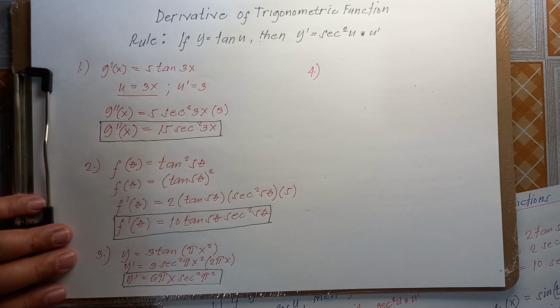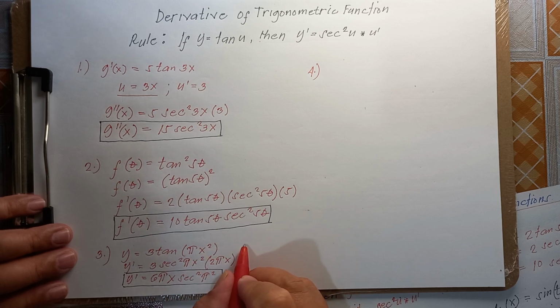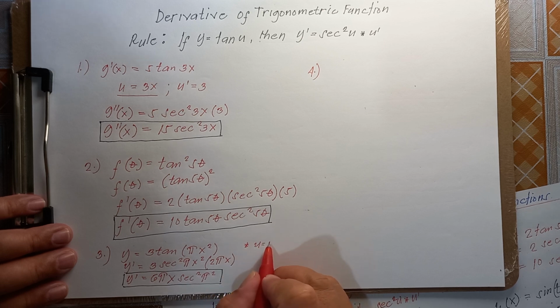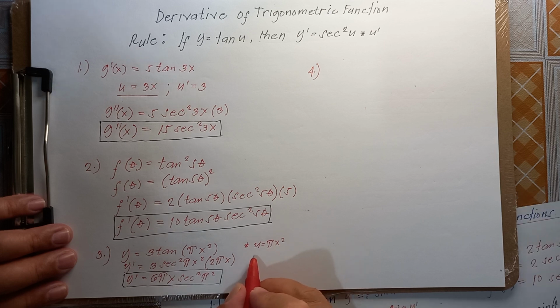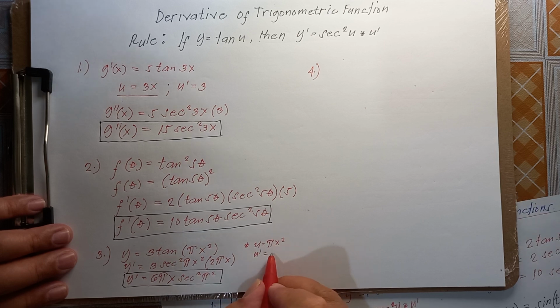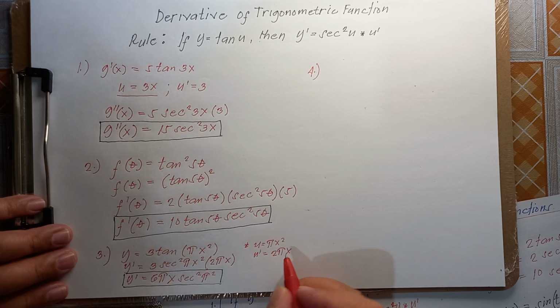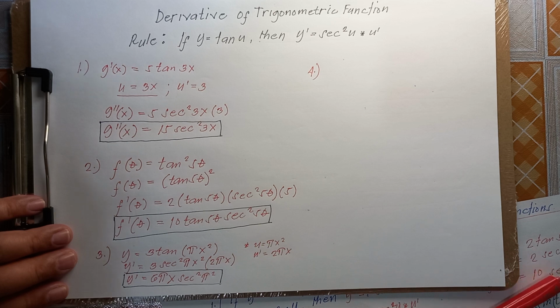Now, you might be asking, what is our u? To identify our u, it is actually this one. Our u is equal to pi x squared. And what is the derivative? The derivative is 2 pi x. So that is our multiplier.